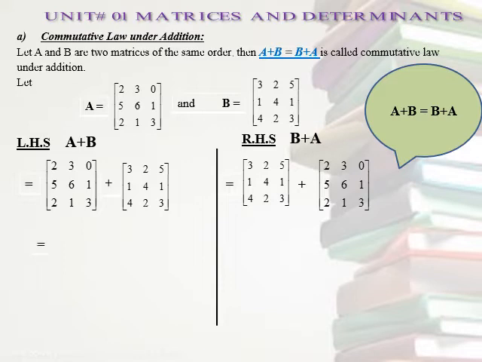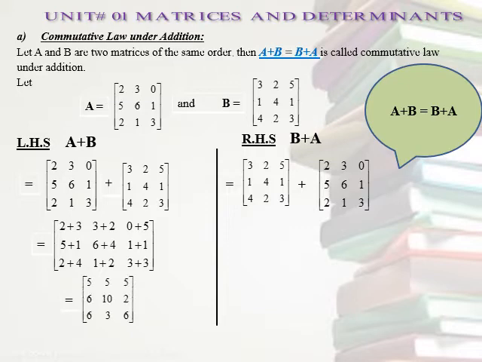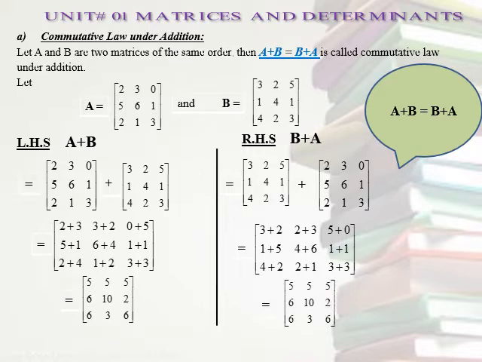Now, by considering the left hand side first, I'll add the entries of matrix A to the corresponding entries of matrix B. And after addition, I have got this matrix. Now come to the right hand side, and in this step on the right hand side, I'll add the entries of matrix B to the corresponding entries of matrix A, and after addition I have got this matrix.